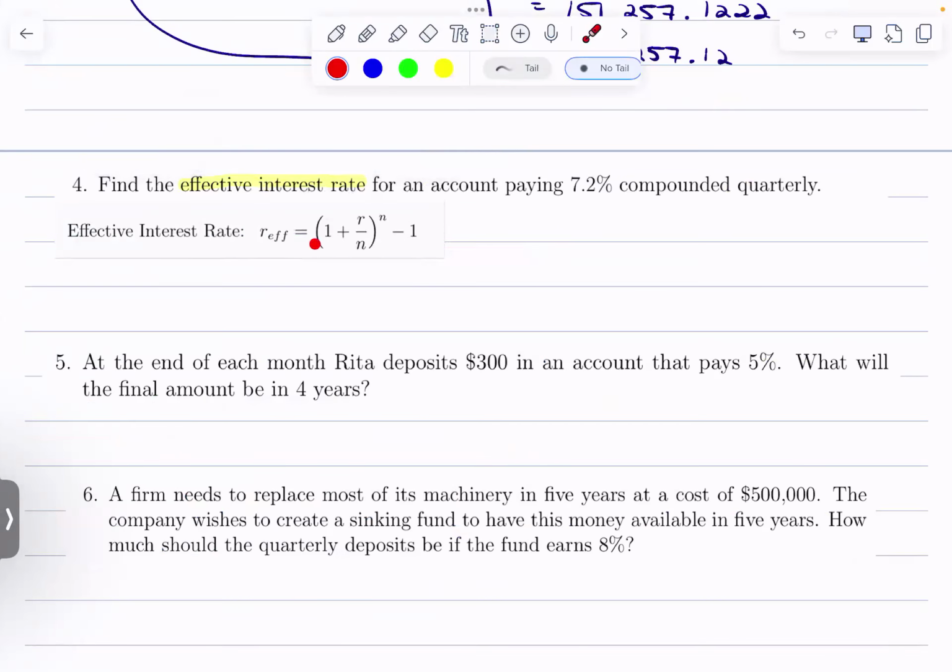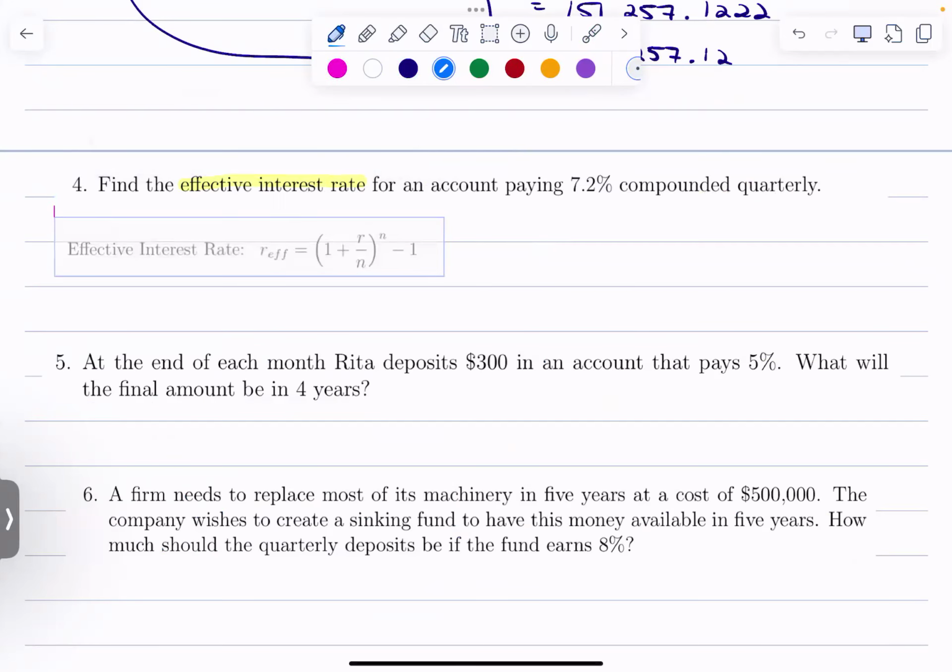So the effective interest rate is (1 + r/n)^n - 1, where n is the compounding frequency that you're coming from, right? And then the effective rate is the annually compounded rate. So we want to find our effective.